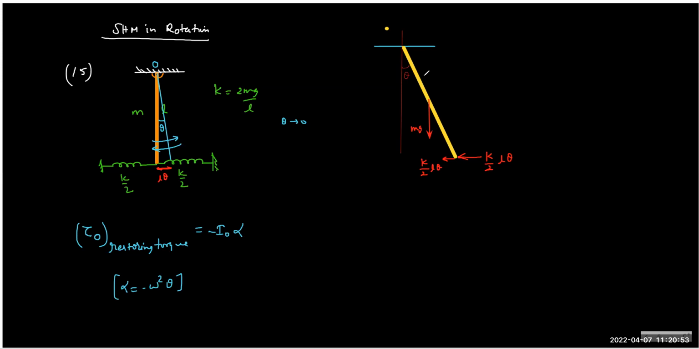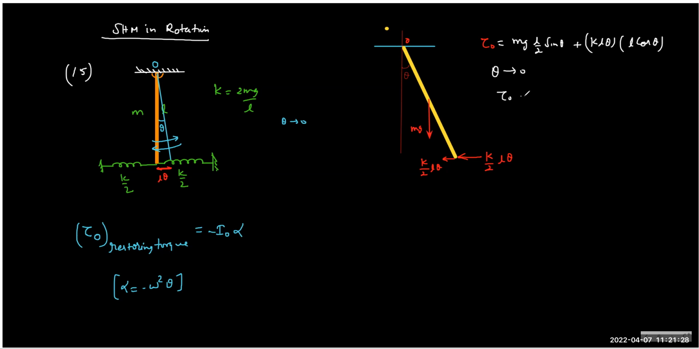And Mg is also trying to bring it down only, so all torque is supporting. So the net torque about O will be the sum of all torque, which is Mg times L by 2 sin theta, plus K. Because if I add these two forces, it will come KL theta into the distance, which is L cos theta. Correct? Now we'll keep the assumption theta tends to zero.